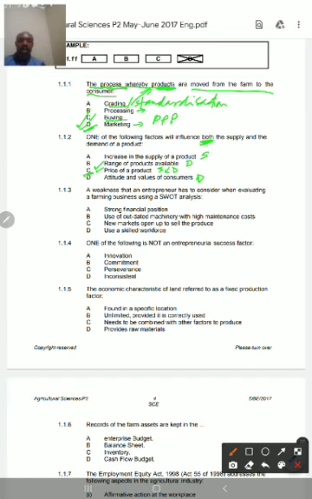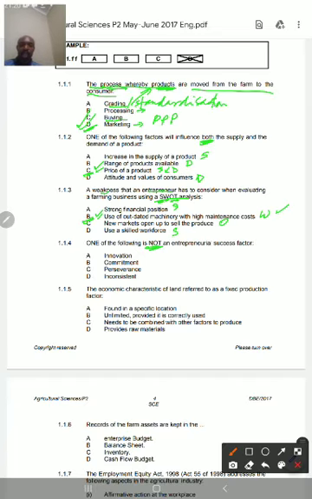A weakness that an entrepreneur has to consider when evaluating a farming business: SWOT, S for strengths, weaknesses, opportunities, and threats. So let's look at which one is a weakness. Strong financial position, a strength. Outdated machinery, old machinery, it's a weakness, of course. New markets, an opportunity, because there are new markets to sell to. Skilled workforce, trained laborers, is a strength. So the correct answer here is B, because we're looking for a weakness.